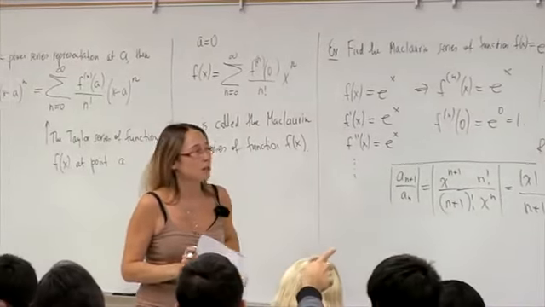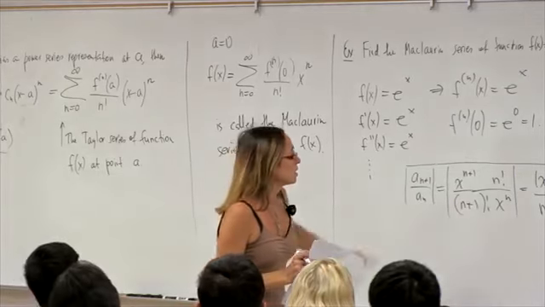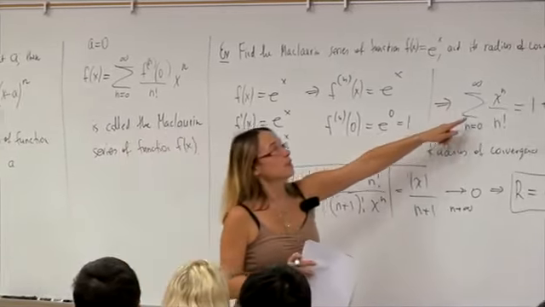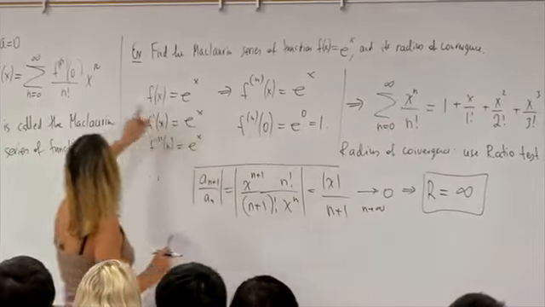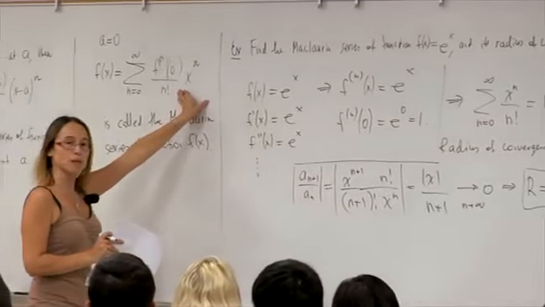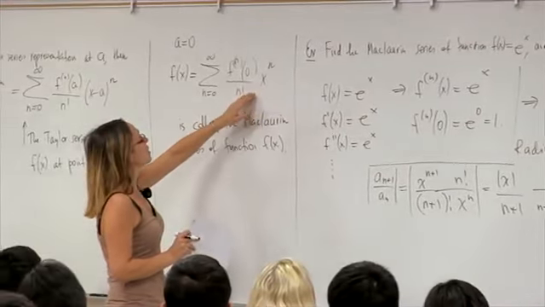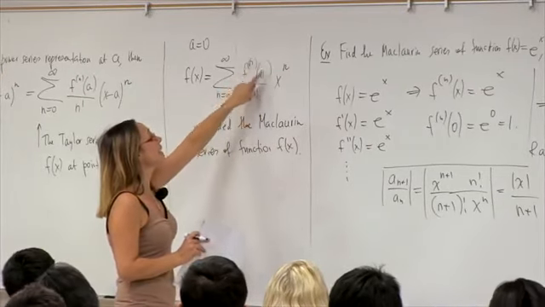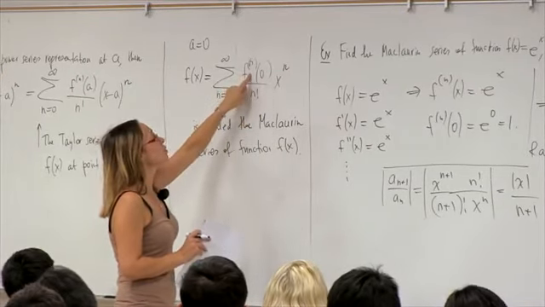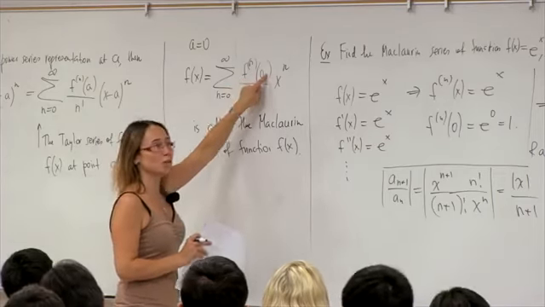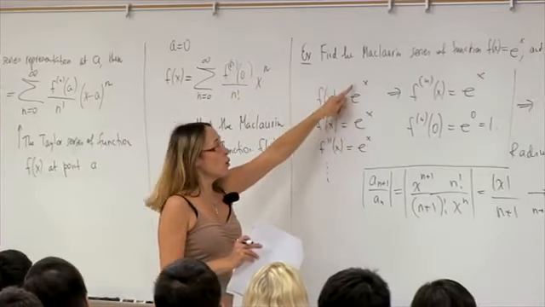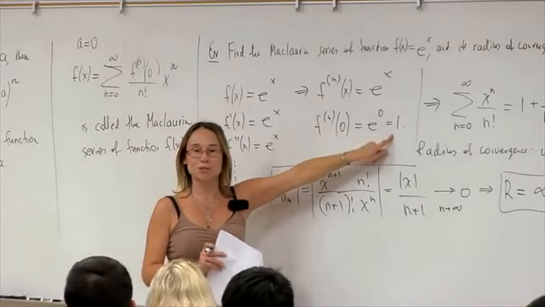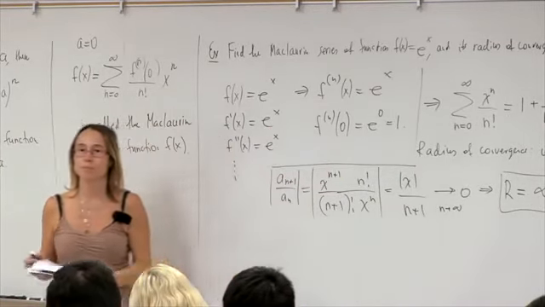Question? How did you get x to the n over n factorial from e to the x? This is the general formula. So x to the n is there, n factorial is there. The missing component is the derivatives of my function evaluated at 0. My function is the exponent. All the derivatives are exponents. Evaluated at 0, they all become 1s. Okay? More questions?